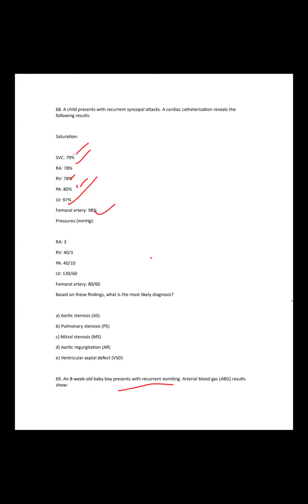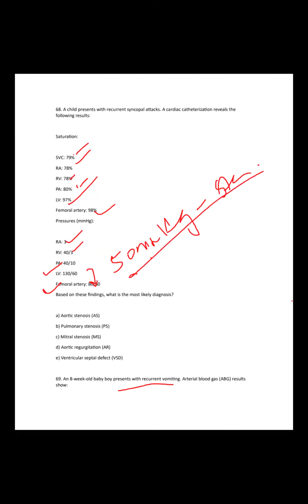But if I look at the pressures, right atrium, right ventricle, pulmonary artery are all okay. But when I look at the difference between left ventricle and femoral artery, there is a difference of 50 millimeters of Hg. Probably stenosis is there. What I'm suspecting, probably the aortic stenosis, or I'm suspecting coarctation of aorta, something like that. So the answer would be aortic stenosis.